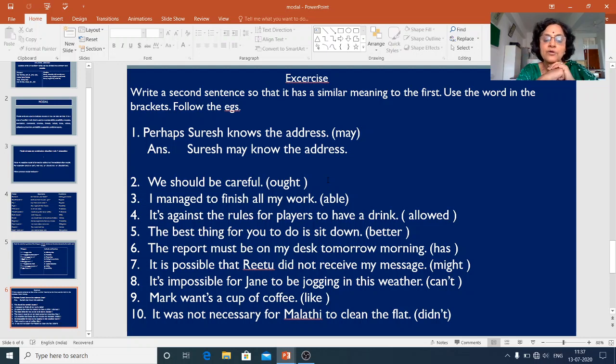The report must be on my desk tomorrow morning. Has. It is possible that Ritu did not receive my message. Might. It's impossible for Jane to be jogging in this weather. Can't. Mark wants a cup of coffee. Like. It was not necessary for Malti to clean the flat. Use the word didn't. Right? So here, using the words given in the brackets, rewrite the sentences and do the exercises.